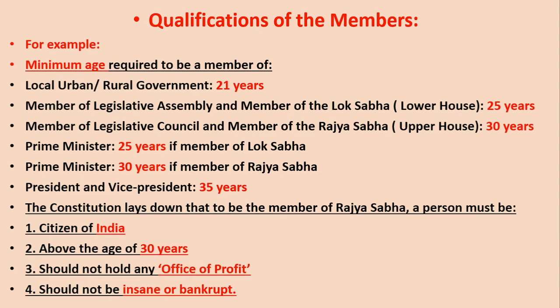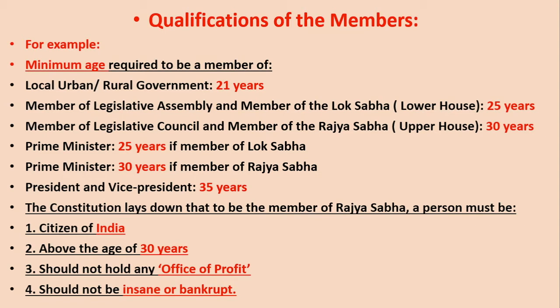Okay. Then let us discuss about the age of the candidates. To be the president and vice president, a person's minimum age is 35 years. So these are the qualifications regarding the age.